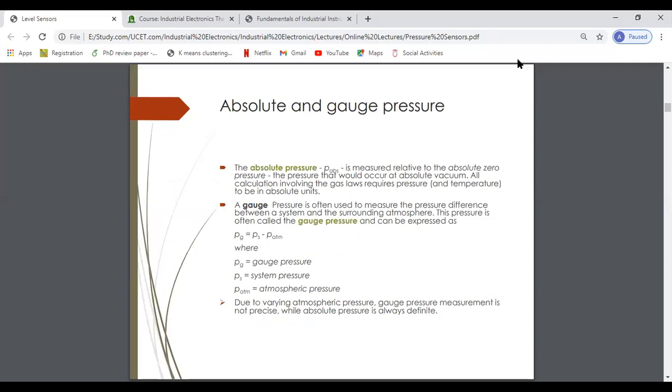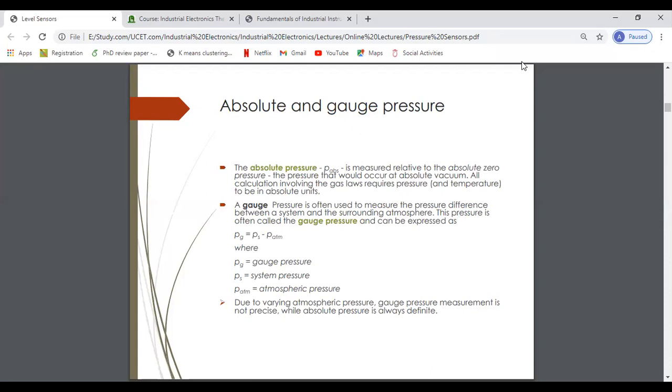Okay, next, absolute and gauge pressure. Absolute pressure is measured relative to absolute zero pressure, the pressure that would occur in absolute vacuum space. All calculations involving the gas laws require pressure and temperature to be in absolute units. In many cases, though, absolute pressure is not the quantity of major interest in describing the pressure.